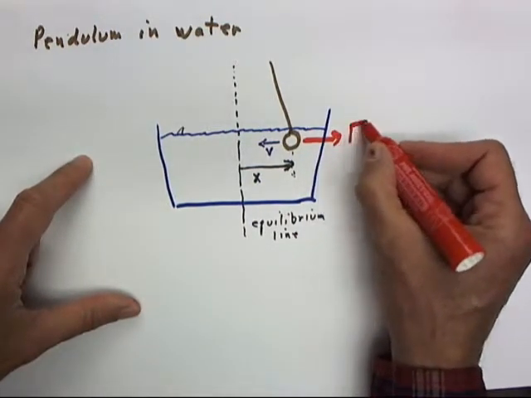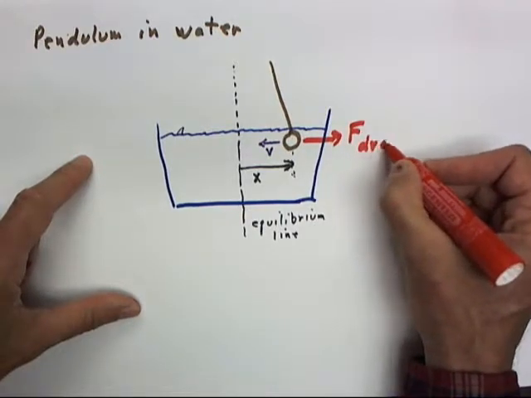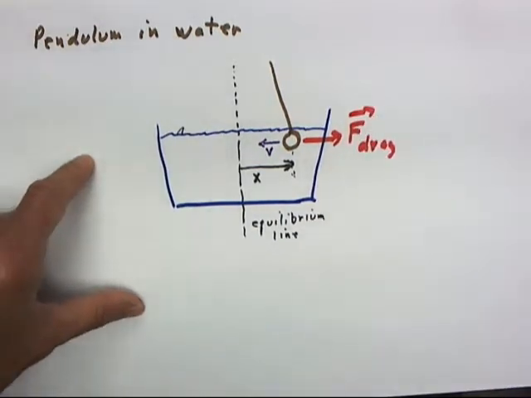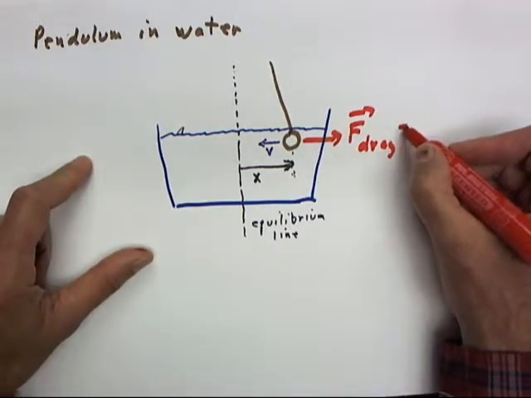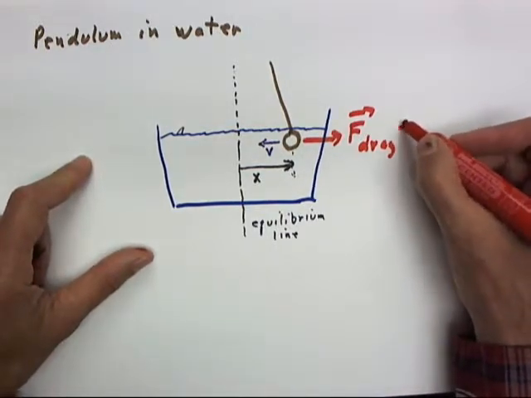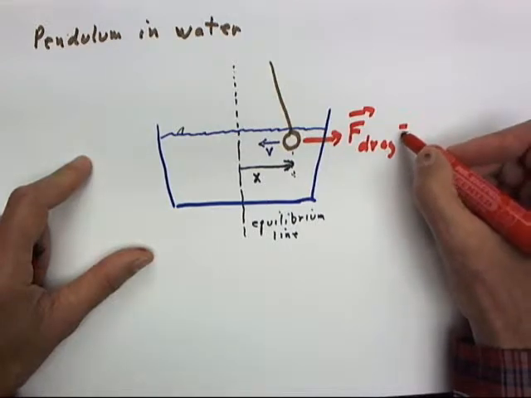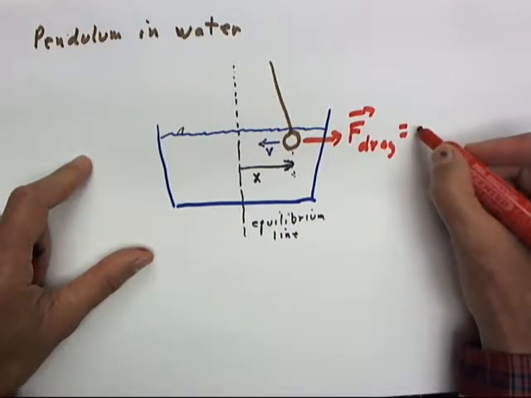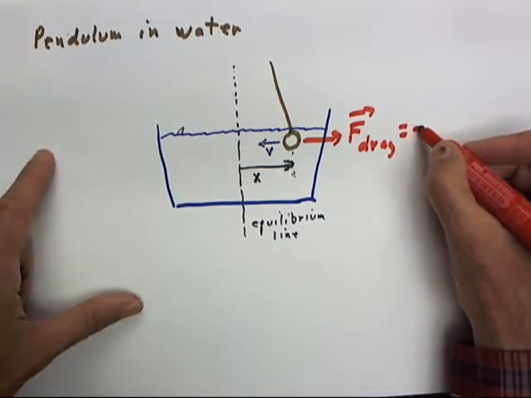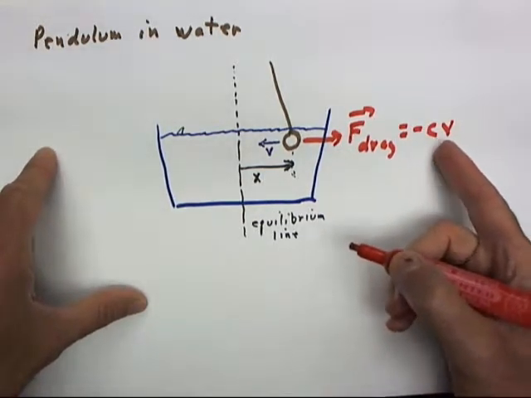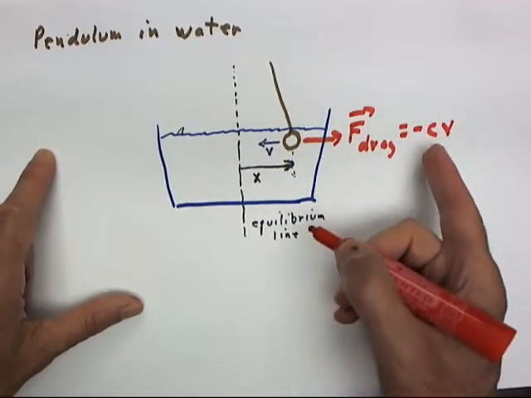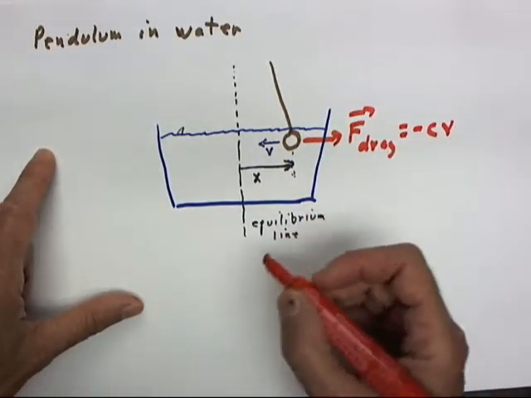that I'll indicate F sub drag. Okay, and that force is, we're going to assume for the moment, negative c times v, some constant c times v, and in the direction opposite v.